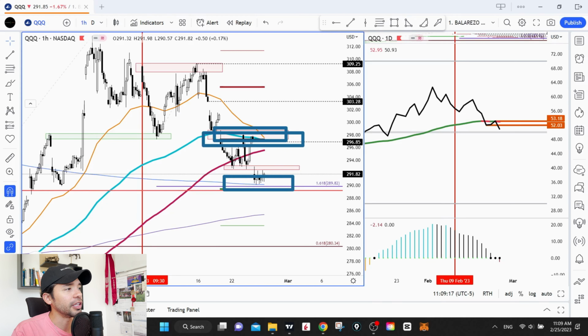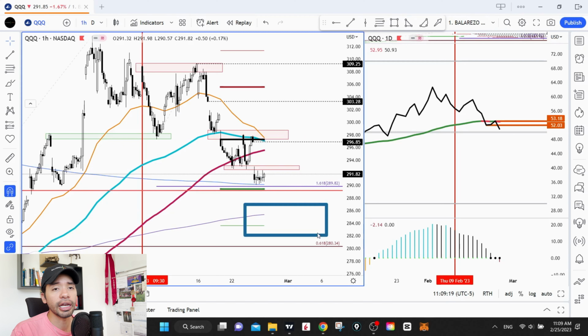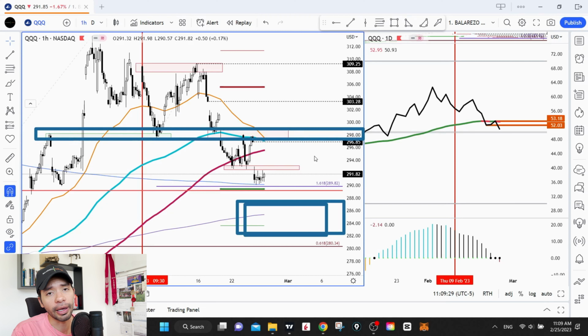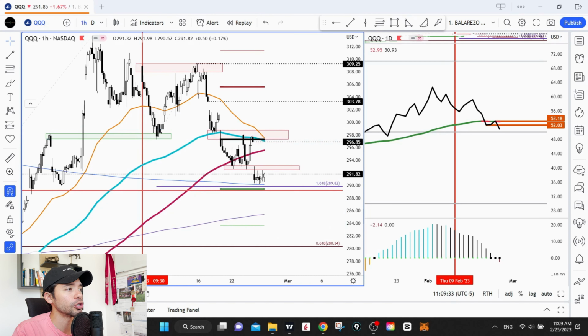I do think that the QQQ is going to test this 50 daily moving average, so I don't see any reason to buy this here. The only reason to buy is if the QQQ actually reclaims this 298 level. So just waiting for the same thing. Just wait for the moving averages to catch up a little bit, right? For that 21, for that 8. Probably we're going to form some sort of base around these levels.